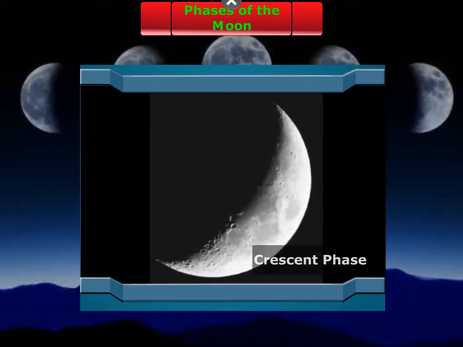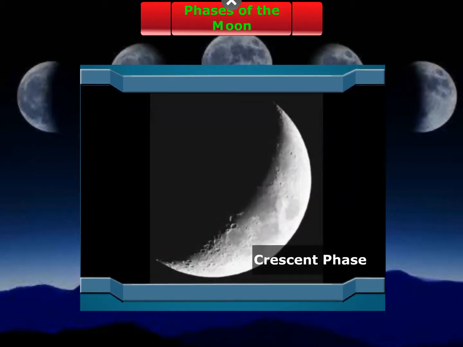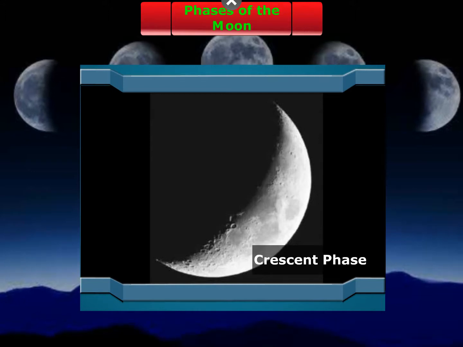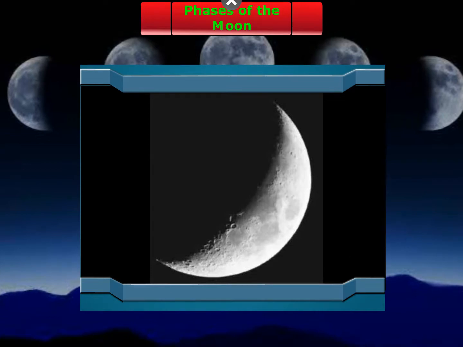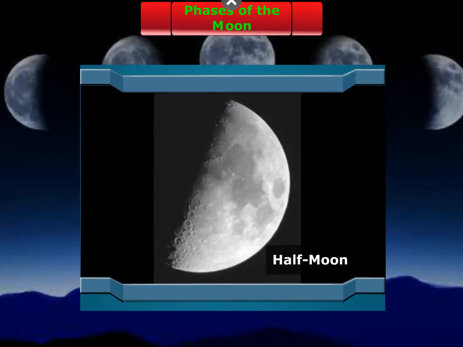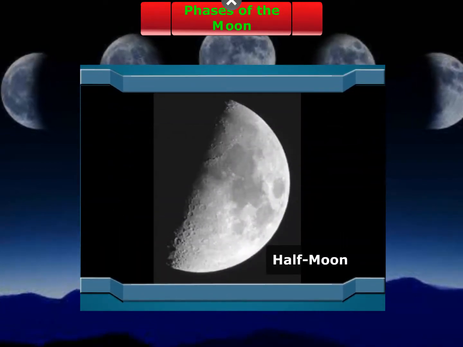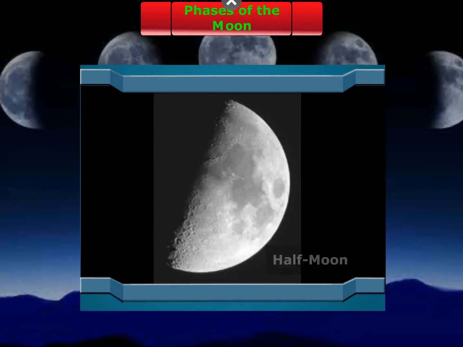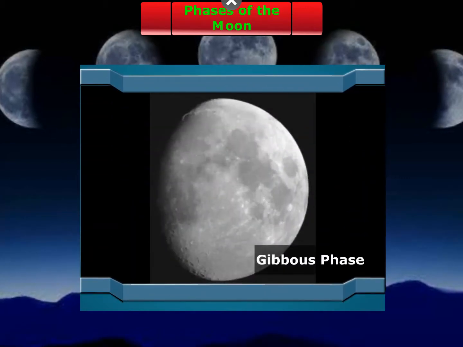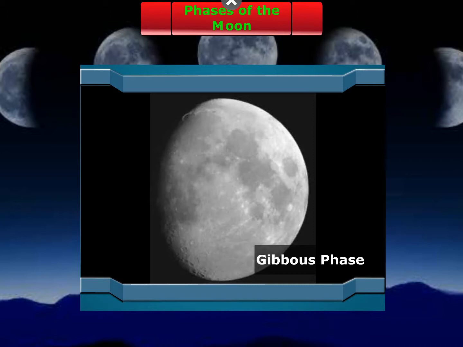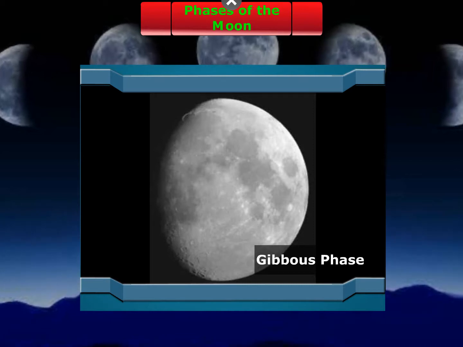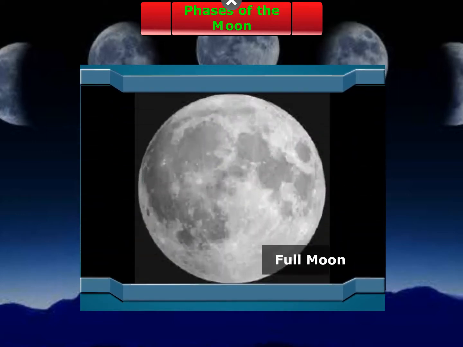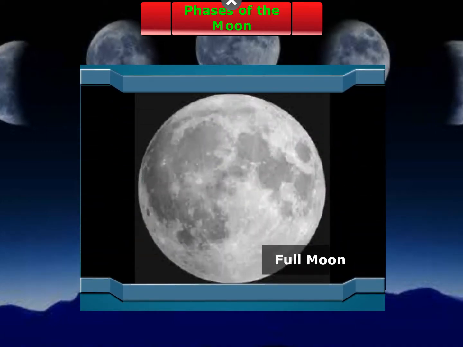When only a small portion of the moon gets sunlight, this part visible from the Earth is called its crescent phase. When half of the surface of the moon is visible to us, it is called half moon. When almost 3/4 of the facing side of the moon receives sunlight, it is called gibbous phase of the moon. When an entire side of the moon is illuminated, it is called full moon.